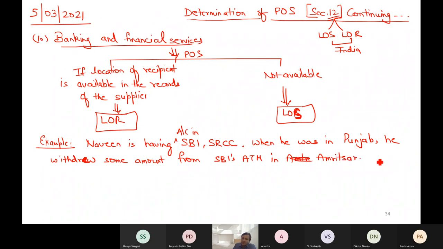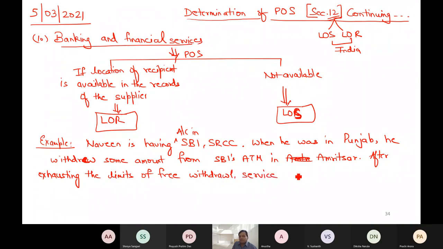Now what happened? If you remember, from ATM withdrawal up to some transactions, we can withdraw freely. After this, there is service charge leviable. After exhausting the limits of free withdrawal, service charge was levied. Now the question arises, for example, if the service charge levied was 20 rupees, it's nothing but a service. On 20 rupees, there must be some amount of GST also, including GST. Of course, it's also a service. So on this 20 rupees, what is the place of supply? Can you tell me what is the place of supply?